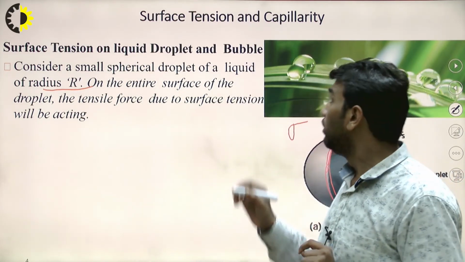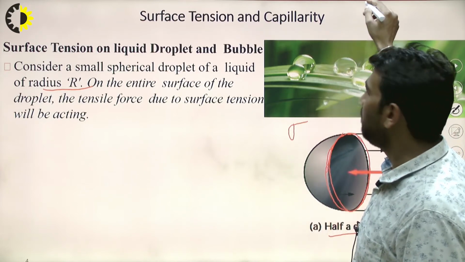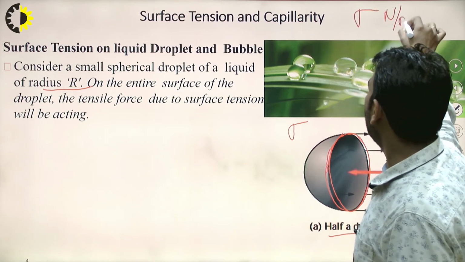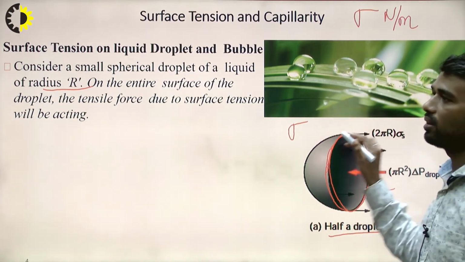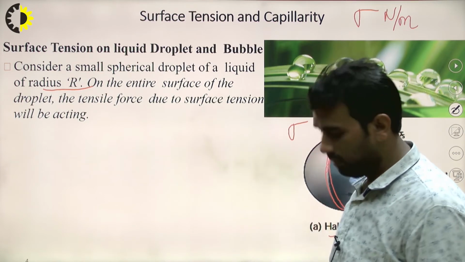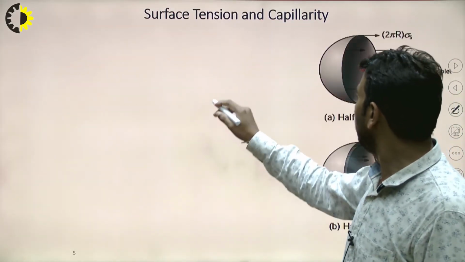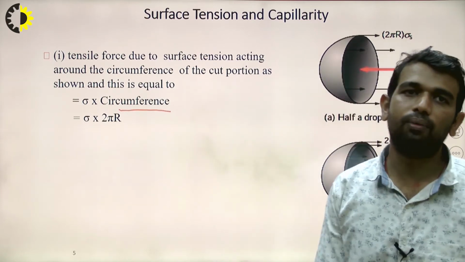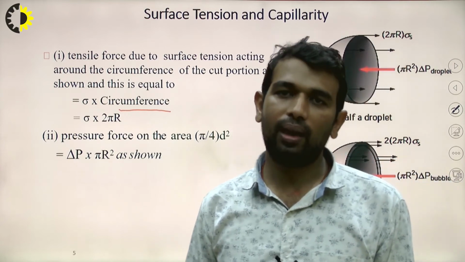We are already familiar that the surface tension force is taken per unit length, so sigma is a force per unit length. The total force acting on the circumference of the surface of this particular droplet is sigma into the circumference of the droplet, that is, sigma into 2 pi r.